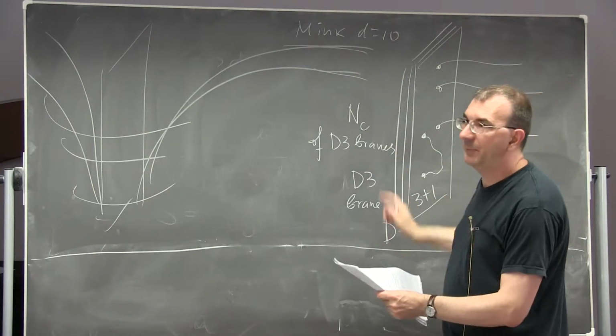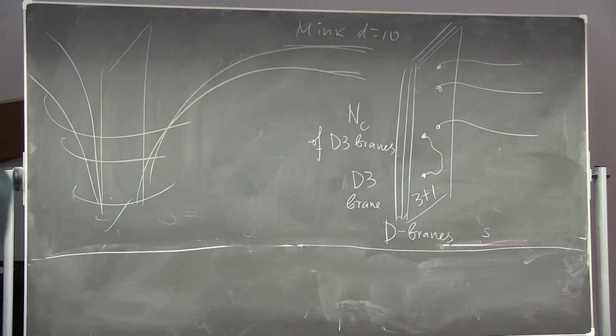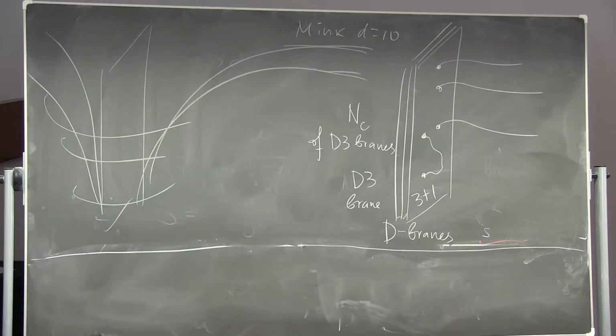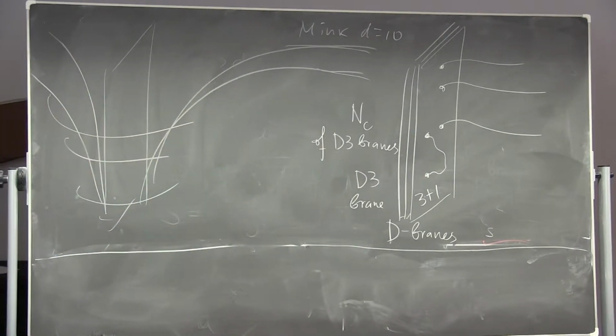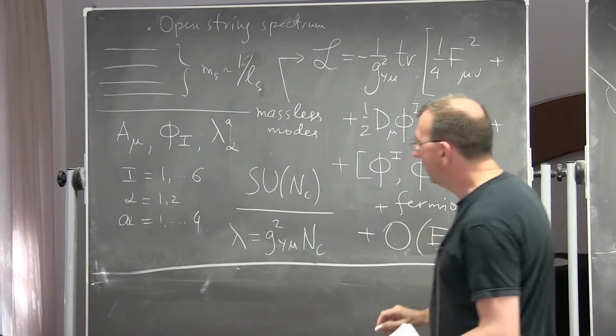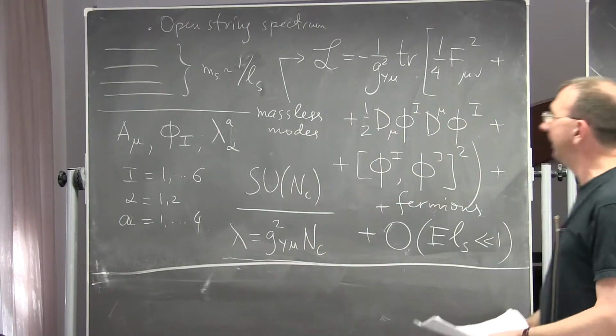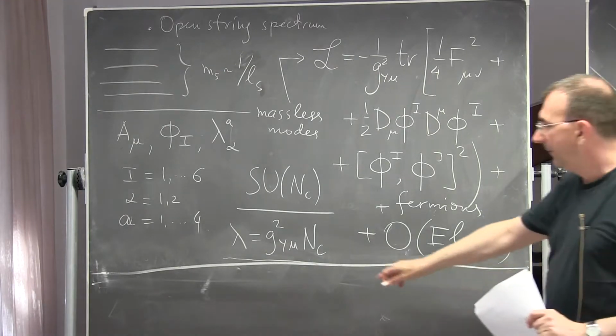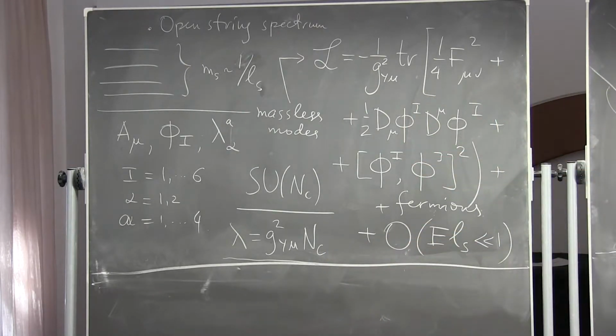If I have N_c branes, it turns out that the Lagrangian here is actually the gauge theory with gauge group SU(N_c) and coupling constant g_YM. And it will be useful to introduce a 't Hooft coupling, which is g_YM squared N_c, because you already may suspect what is going to happen. I will take my N_c to infinity. I will consider a large N_c limit of my system. And then the useful variable will be the 't Hooft coupling lambda rather than g_YM squared.